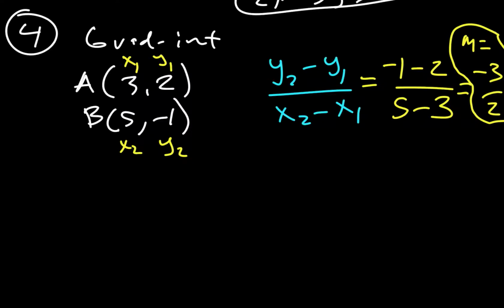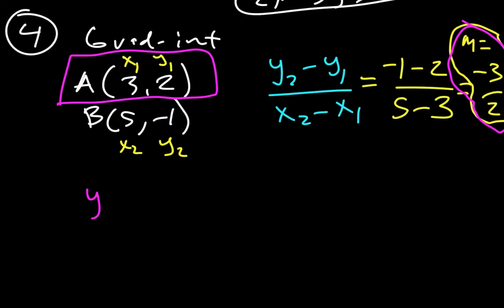Okay, now we just pick one of the points that we were given. I'm going to pick A, and then we pick our slope and put it in point-slope form, or point-gradient form. So that's y minus y1 equals the slope, and then x minus x1, which is that.